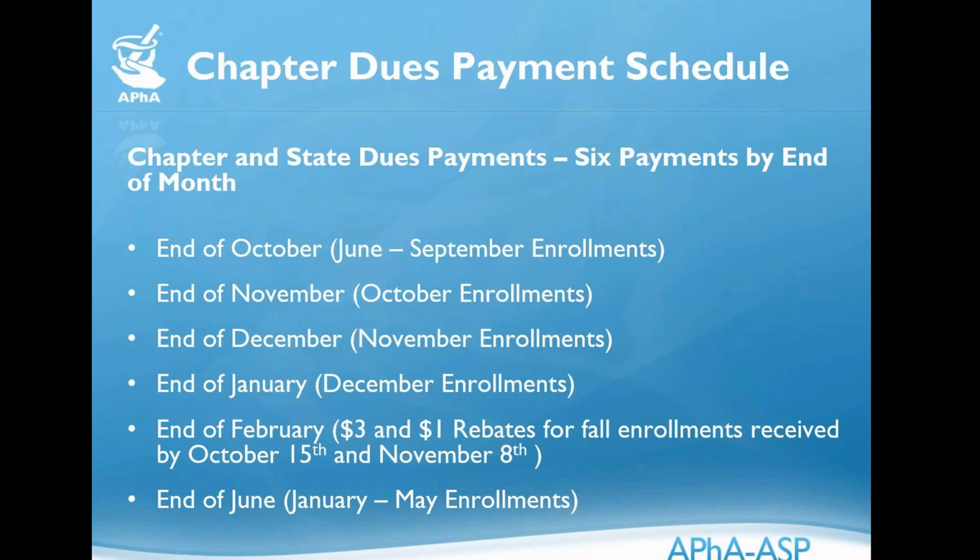Now that will go to your advisor at their office at the university, or if you have an ACH set up with APhA, automatic deposit, that will go right into your bank account. And again, you will get $3 or $1 rebates for your fall enrollments for the student pharmacists who join your chapters by October 15th and November 8th. And then, of course, the end of June will be the payments for the January through May enrollments. So make sure you budget accordingly.